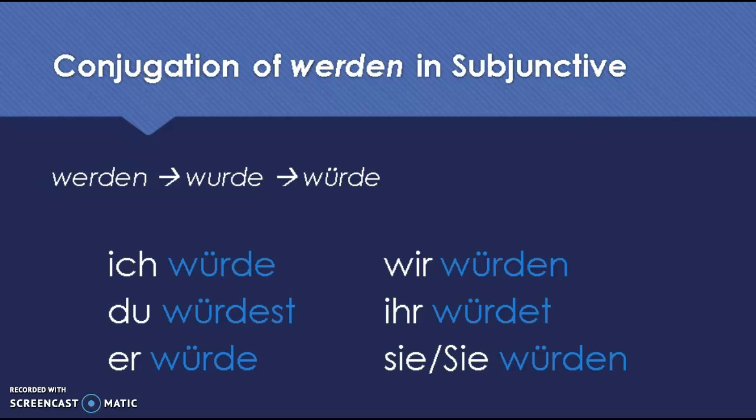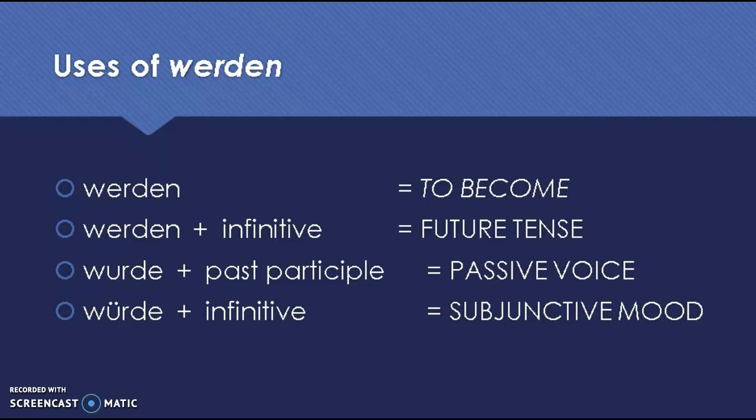So just as a side note, to review our uses of werden, when it's used by itself, it means to become. When we have werden and an infinitive, that's future tense. Ich werde zum Markt gehen. I will go to the market. When we have wurde and a past participle, we get passive voice. When we have würde and an infinitive, then we have subjunctive mood. So werden is a very multi-purpose verb in German. We have to keep straight what it means based on what it's used with.